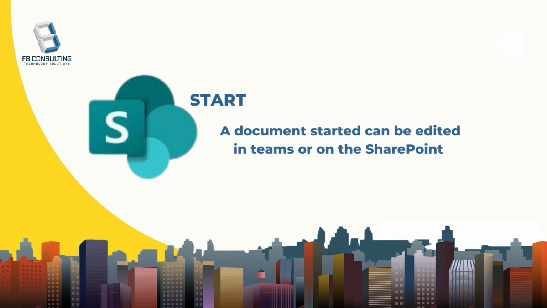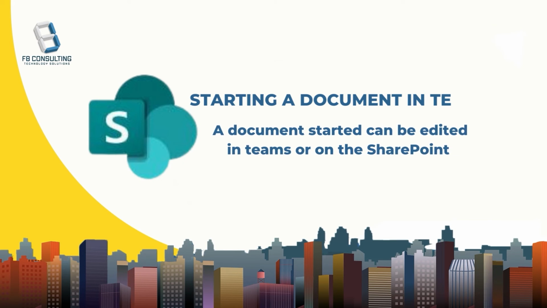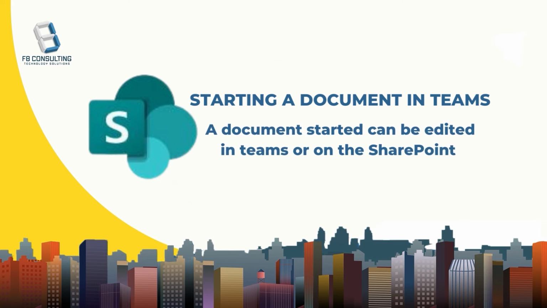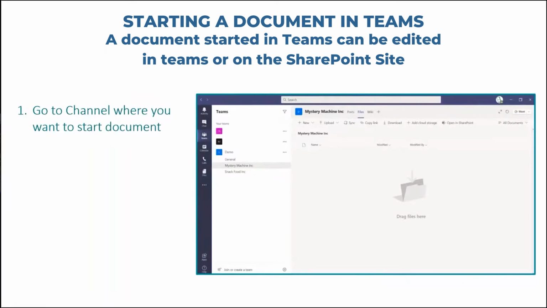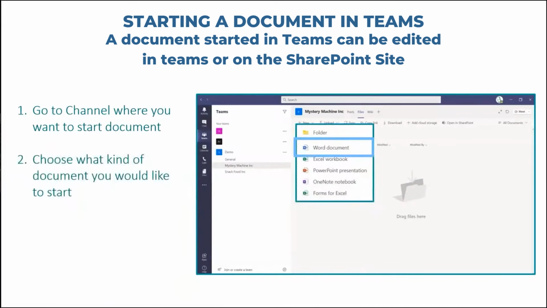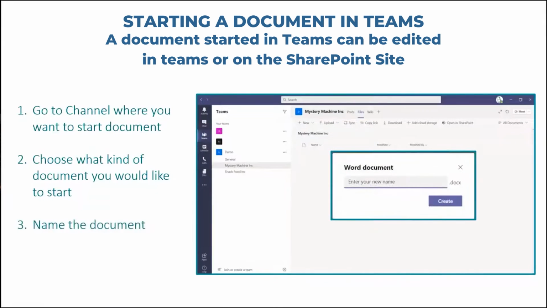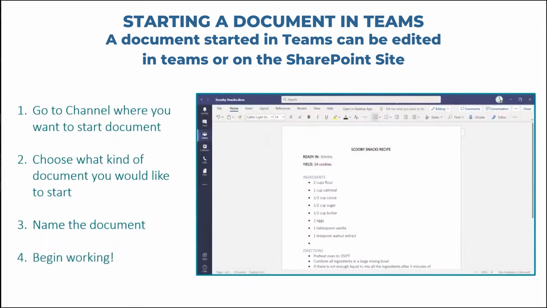You'll go to the channel where you want to start a document. So under your team, you have different channels, and you'll go to the channel where you'd like to start the document, and then you'll go to the top, you'll click on new, and then you'll choose what kind of document you'd like to start. Here we chose a Word document, so we'll name our document here Scooby Snacks, of course under Mystery Machine Inc. We'll name the document Scooby Snacks, and then we'll see the recipe come up there, and you can begin working, editing.